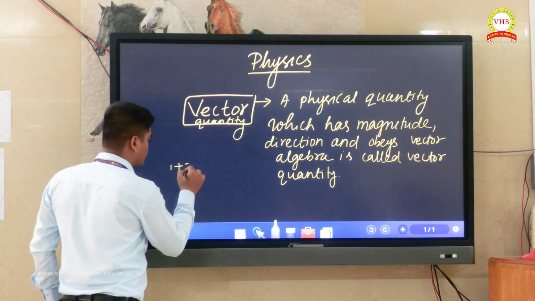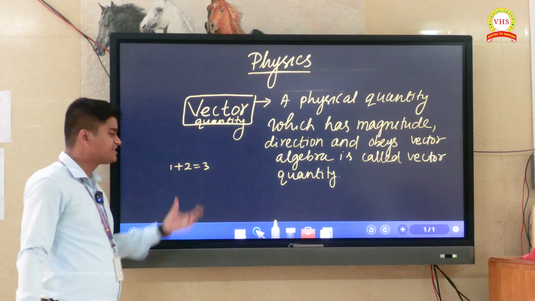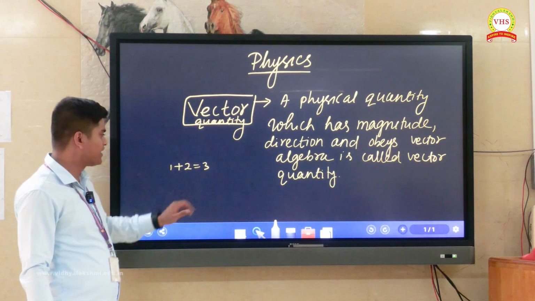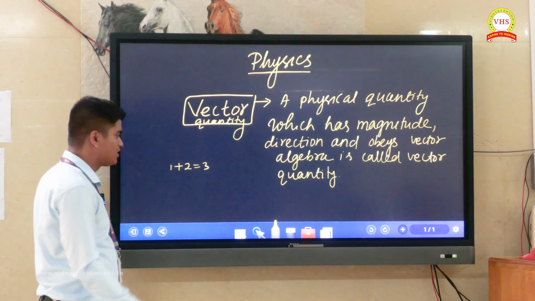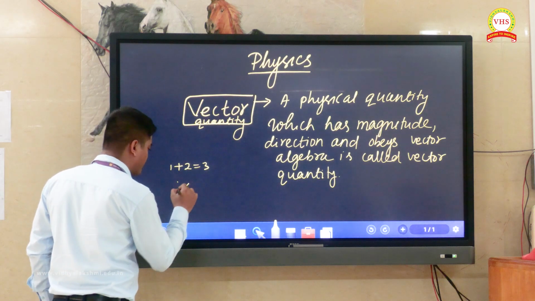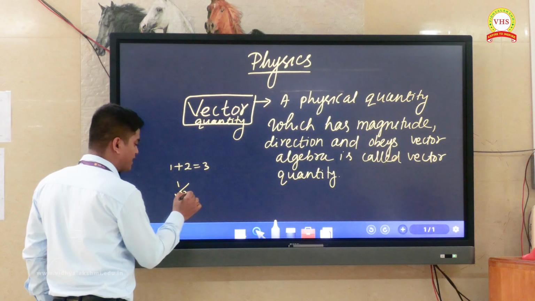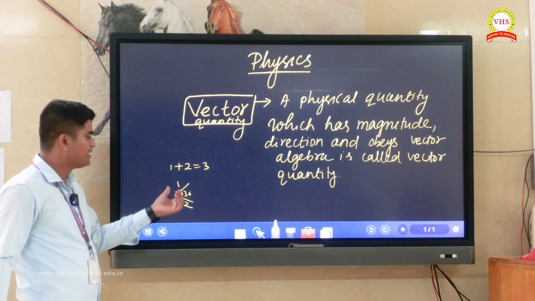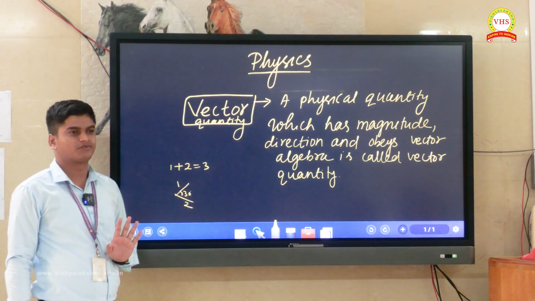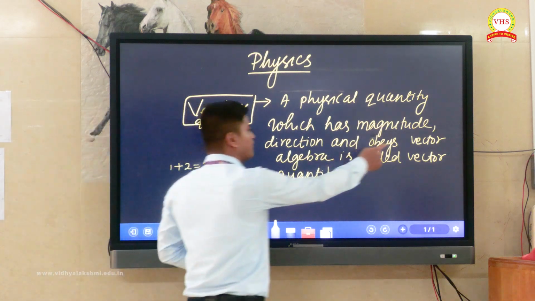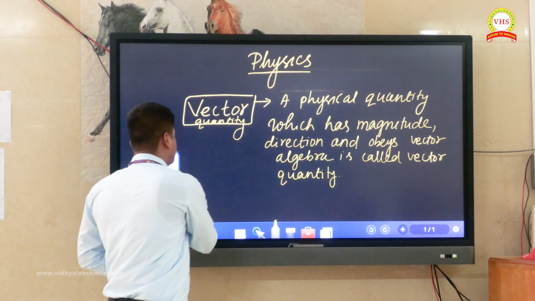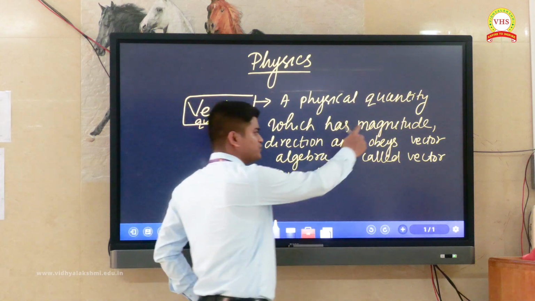So that means what? 1 plus 2 equal to what? 3. This is scalar algebra. But in the vector case, it won't happen like this. How does it happen? Suppose one vector here and another vector of magnitude 2 here. If the angle is 30 degrees here, then its resultant will be something different. So that's why we are writing here vector algebra. It should obey that.